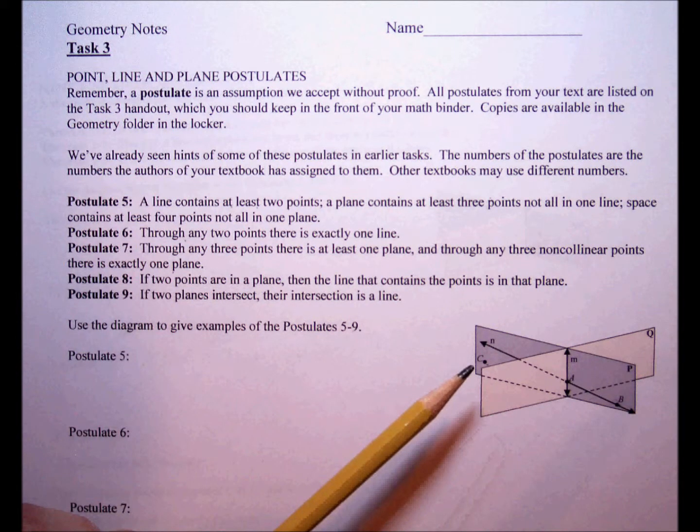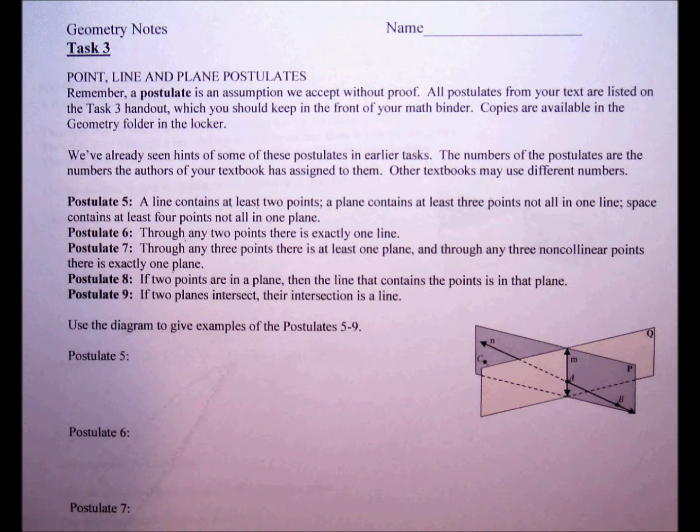And bear in mind that the postulates and theorems are available on a comprehensive sheet that numbers them in the same way your textbook does. I'm providing that in class, but it's also in the locker, in the geometry folder, and in the task 3 folder. Your teachers should have copies as well.